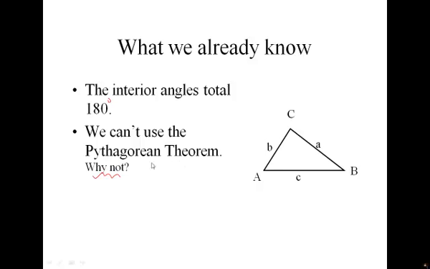So the Pythagorean theorem only works on right triangles. That leaves us in kind of a tricky situation when we're trying to solve the sides of an oblique triangle. Even if you know two of them, you can't use the Pythagorean theorem anymore to say, hey, this squared plus this squared equals this.